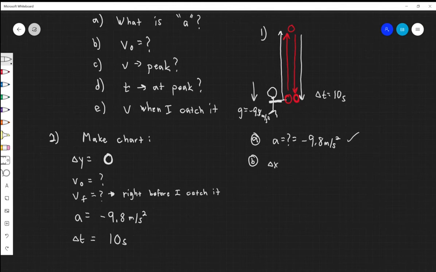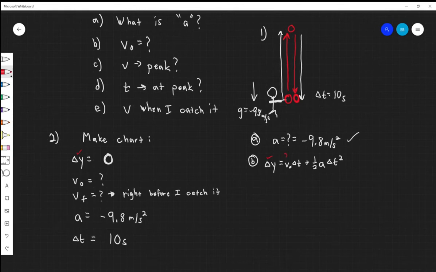Can I use change in x equals v naught times change in t plus 1/2 times a delta t squared? Can I use that? To figure out if I can use it, I look at all the variables. Do I know what change in x is? No, but I know change in y. And these equations are interchangeable. Change in position x, we can just as easily say that's change in y. That's a change in position. So we can use these horizontally or vertically. So I do know change in y. I know that variable.